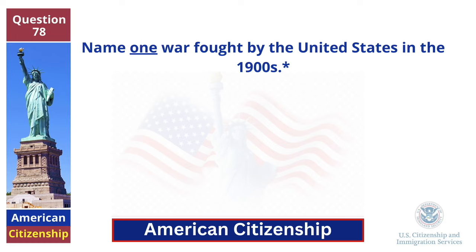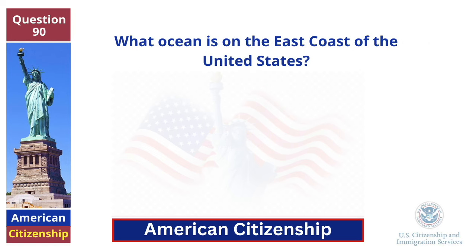Name one war fought by the United States in the 1900s. World War I. What ocean is on the east coast of the United States? Atlantic Ocean.